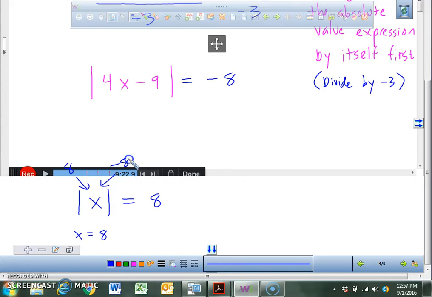Negative 8. So technically, guess what? The answer to this problem, if this was the problem, would be 8, and it could also be negative 8. Because what's the absolute value of negative 8? 8. So how would we write this as a solution set? We would write this as a set. This is, by the way, called a solution set. Okay?